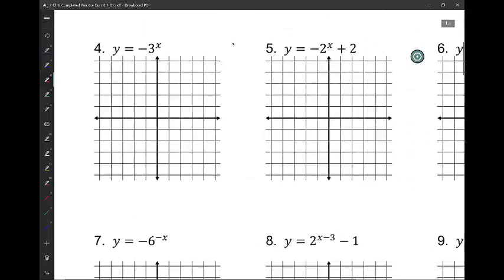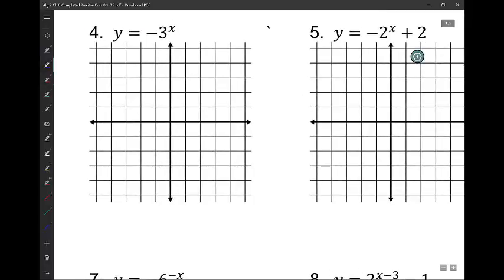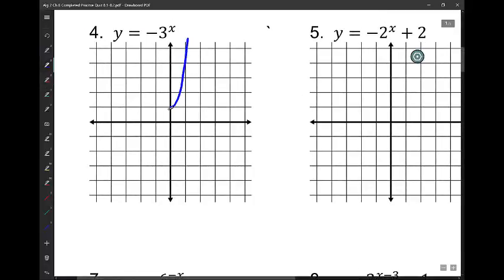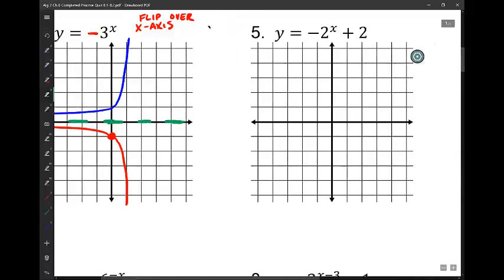Let's go down and look at number 4. Our original function is a growth function because it's 3 to the x, but because it's a negative, that -3 is going to cause it to flip over the x-axis. So everything that was a positive y is going to become a negative y. And so my y-intercept goes to -1. And it becomes that flipped growth function, but still with an asymptote of 0.